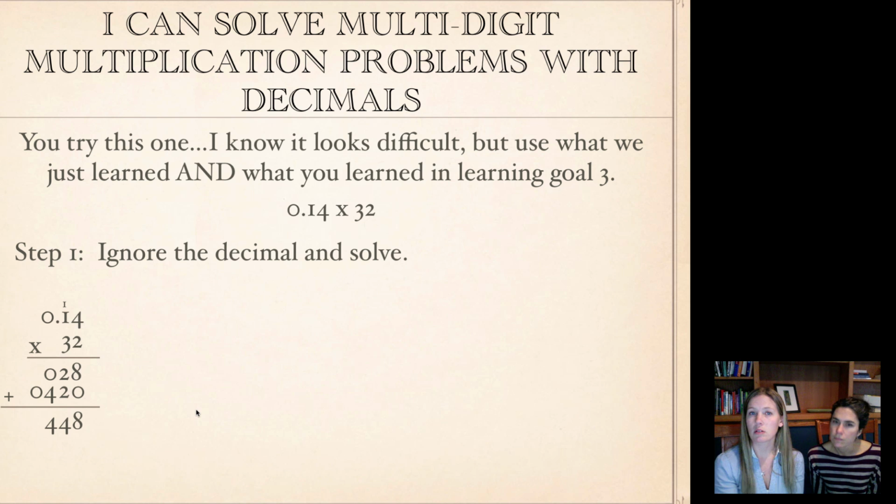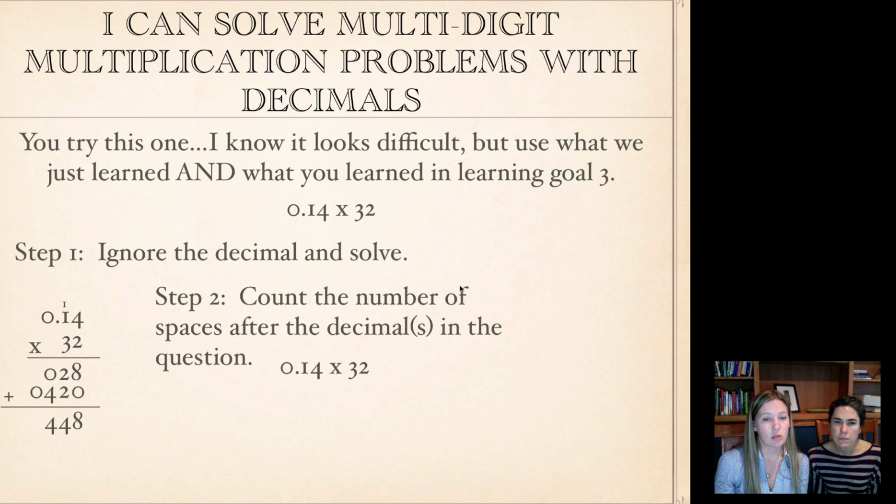I ignored the decimal and I solved. So simple as that. If you remember now, though, step 2, you need to count the number of spaces after the decimal in the question. So if you got this far but didn't put your decimal in, pause it and try that. So think about how many places are after the decimal in the question, and then use that to go with your answer. So in this case, we had, again, 2 places.